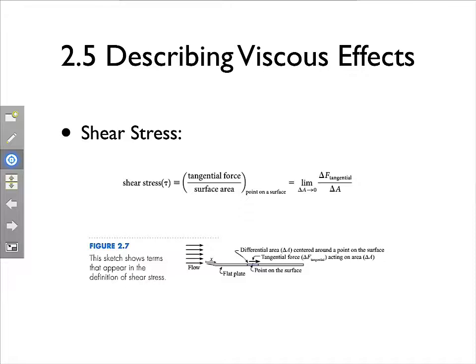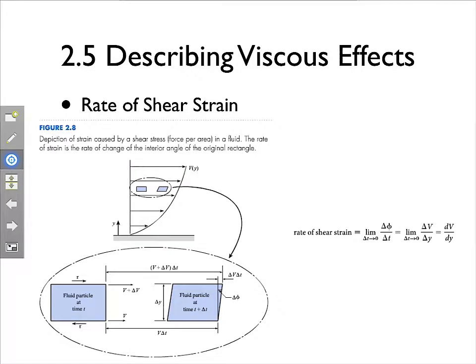That's not too hard to understand, although normally when we're dealing with forces, we're usually talking about normal forces, or forces that act straight down on a plate. But in this case, we're talking about a tangential force that acts along the plate. The rate of shear strain now is given by this formula here. The rate of shear strain basically turns out to be the delta V, the change in velocity over the change in y, in distance.